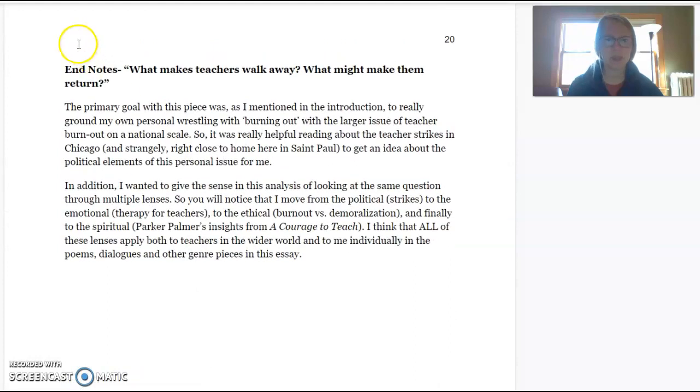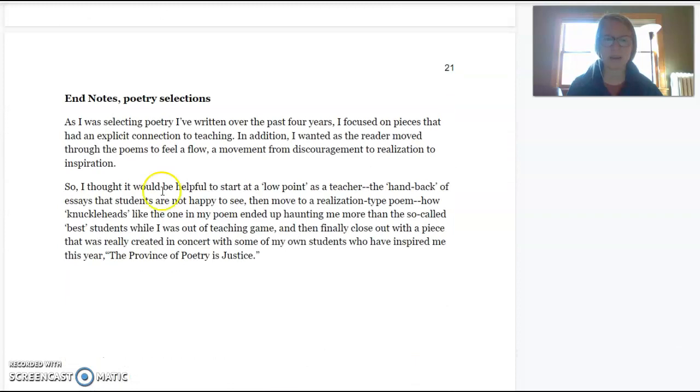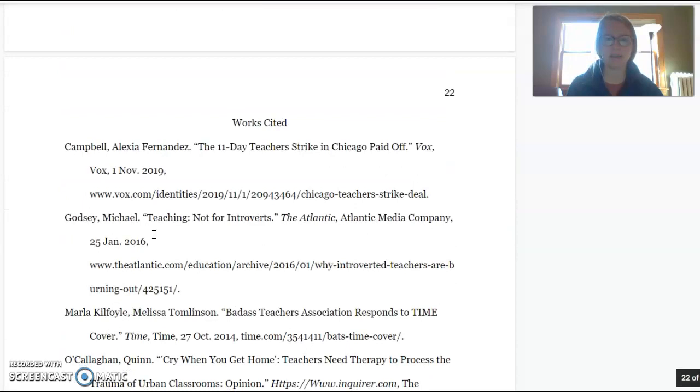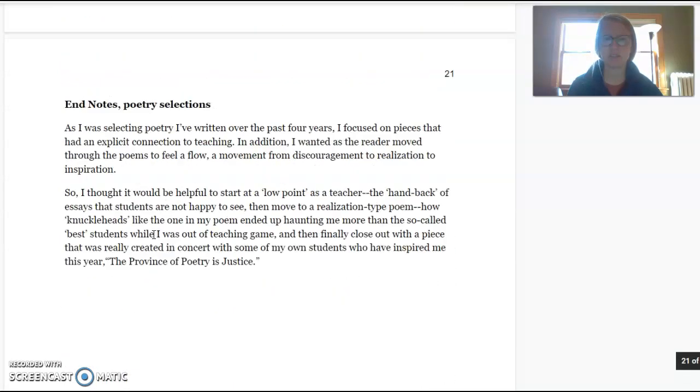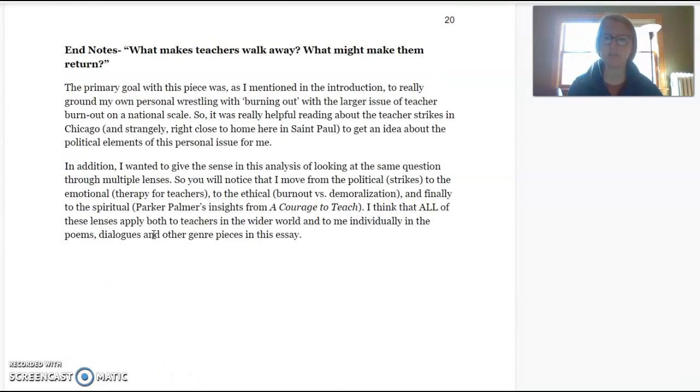Here they are, endnotes. He puts the title of the piece that he's commenting on, the primary goal of his piece, and then what he was going for. What was he trying to show? What was he trying to do? Here's another endnote, this time on poetry. Why did he select the poetry that he selected? And why is it helpful to the reader? What does it show? How does it connect to his overall theme? So at the very end, before he has his works cited, he's just got 2 pages of endnotes.